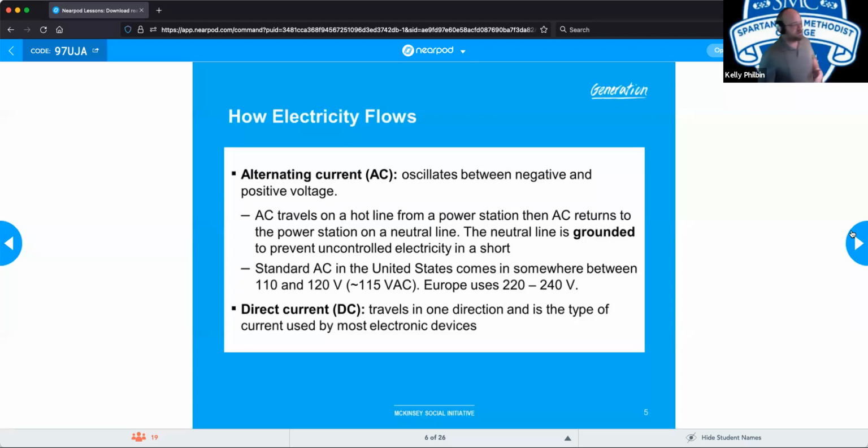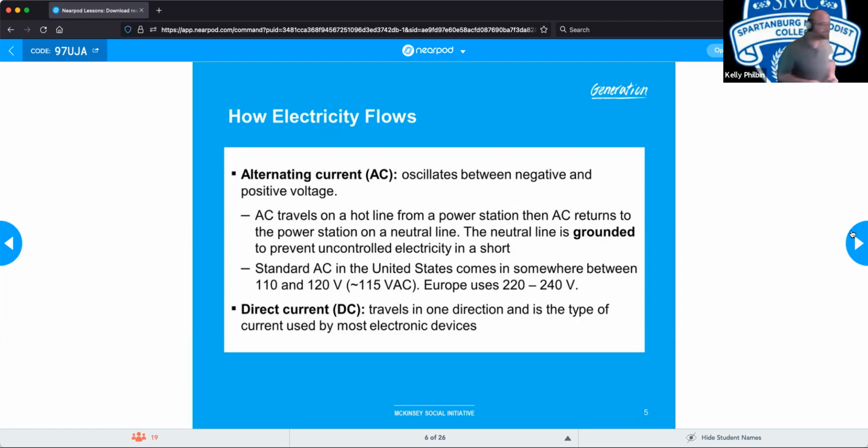Now, alternating current oscillates between negative and positive voltage. It goes from the power station to, I think, the transformer at your pole, and then the transformer turns it to direct, which comes to your house, and then it gets changed again to alternating.